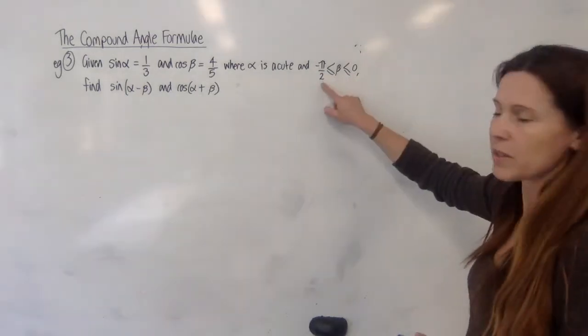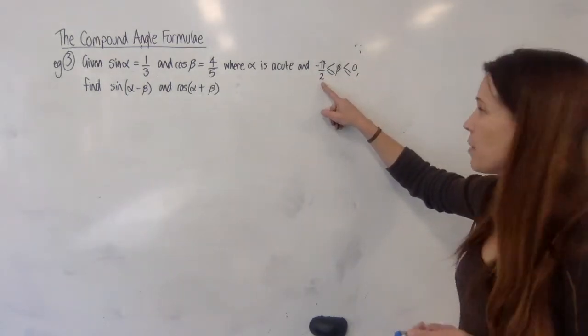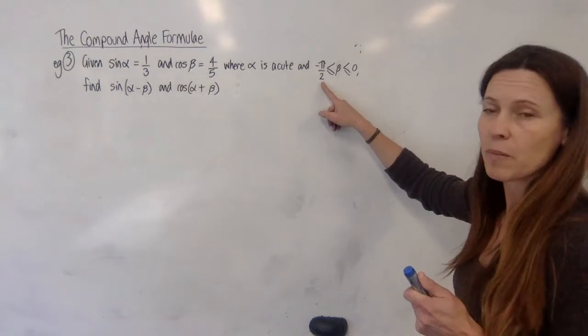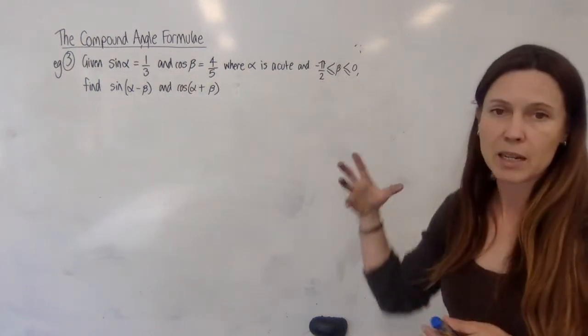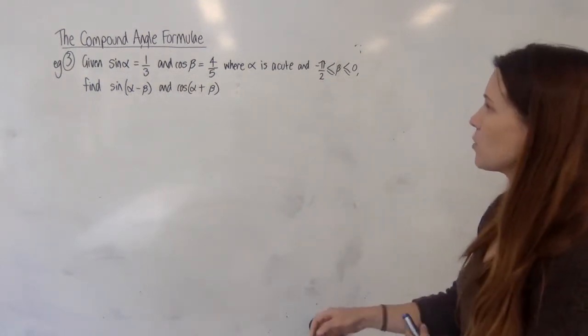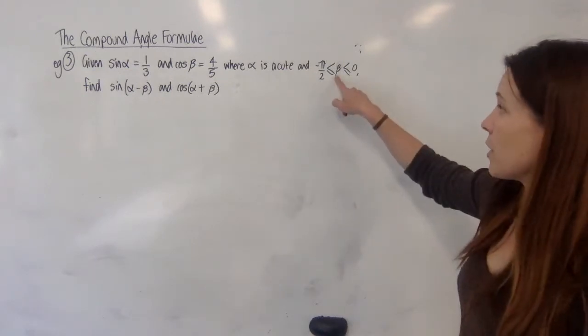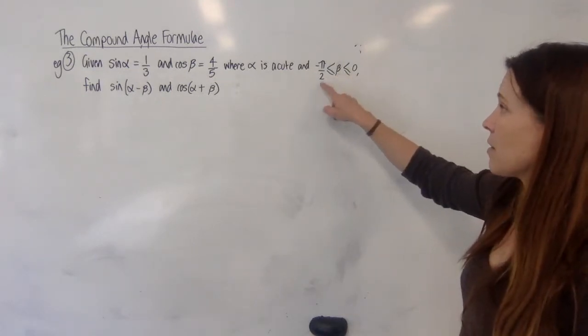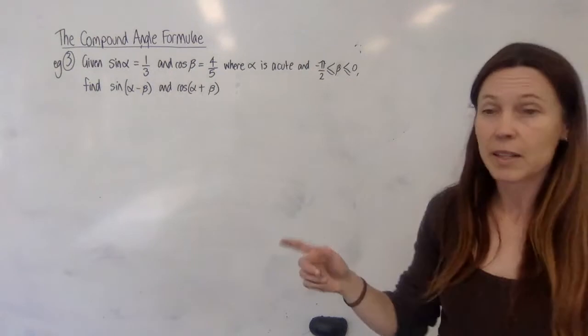Now, stop there. What does this mean? Negative pi on 2 means negative 90 degrees, but it also reminds us we're dealing with radians, so we need to have all of our work in radians for this question. And also it tells us that if beta is a negative angle between negative 90 and 0, then it's in the fourth quadrant.